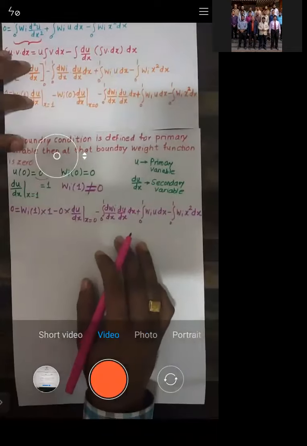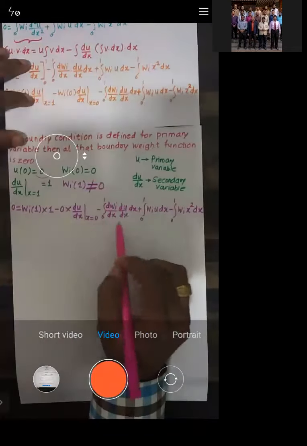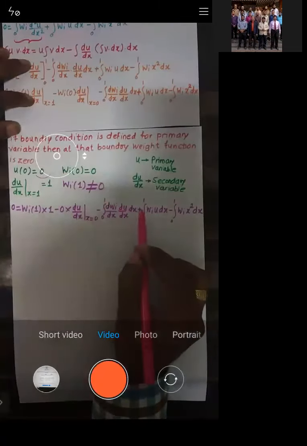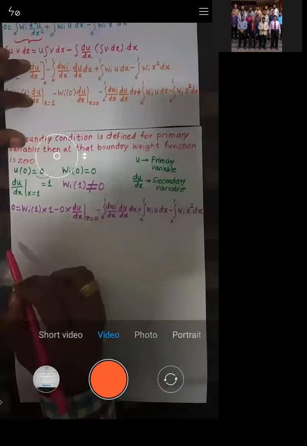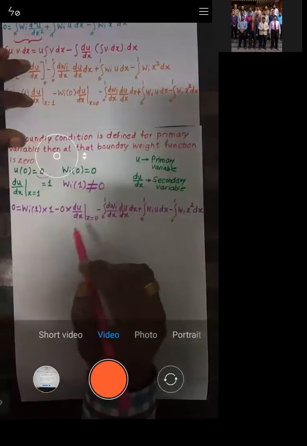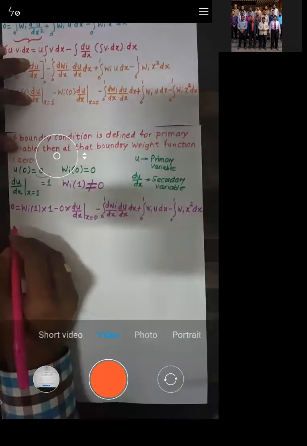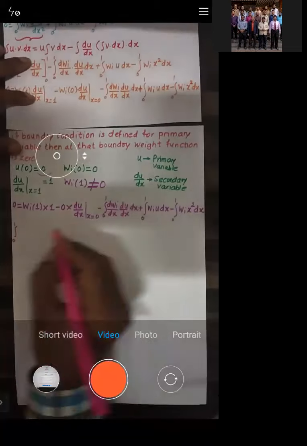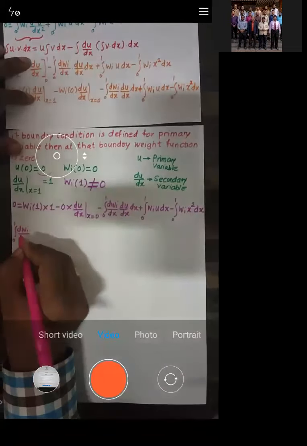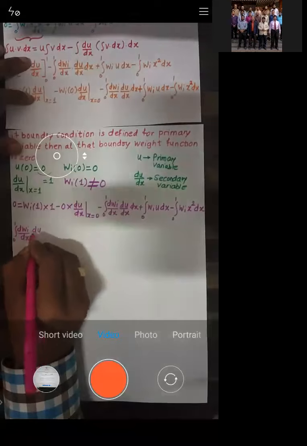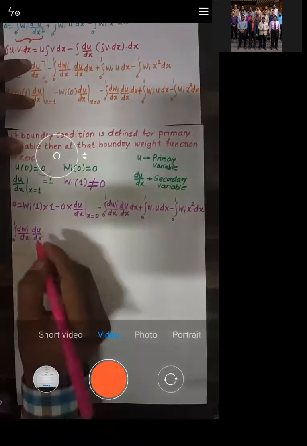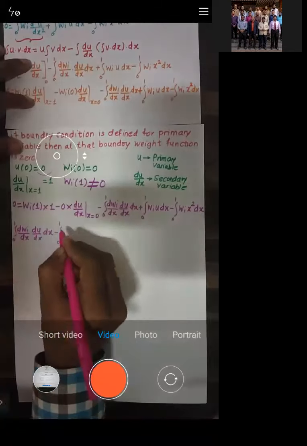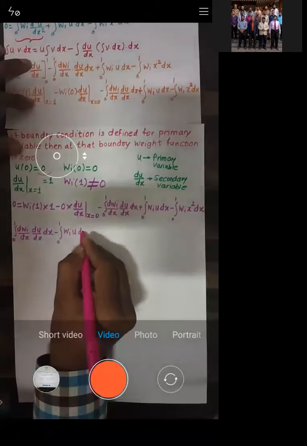So see what I will do now is, this is a plus term and this is a minus term. I will bring it on the left hand side. It becomes plus. This is plus, I will bring it on the left hand side, it becomes minus. So these two terms I'll just bring on the left hand side. So it is given by integration 0 to 1 dwi by dx into du by dx dx, minus integration 0 to 1 wi into u dx.